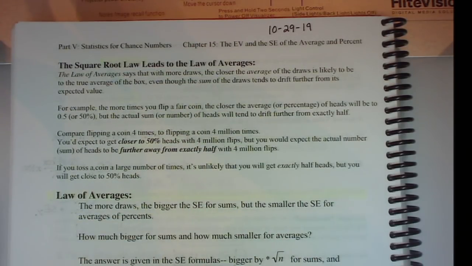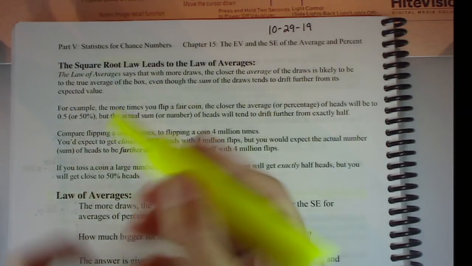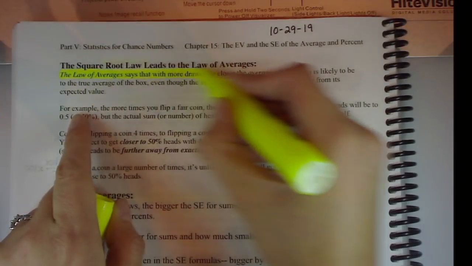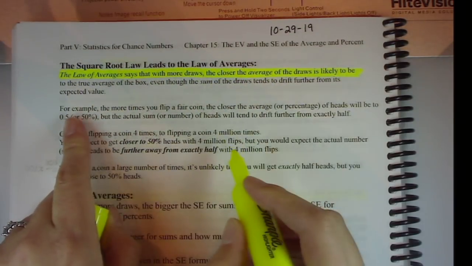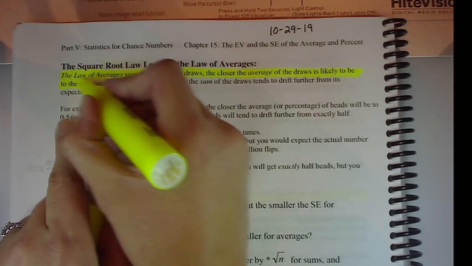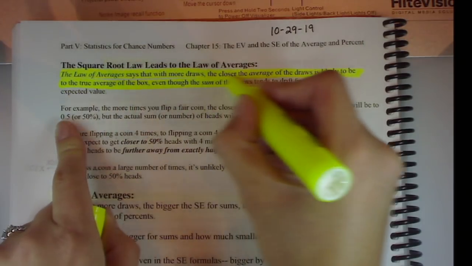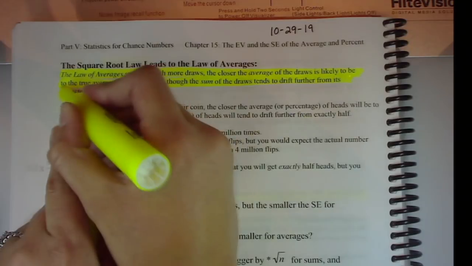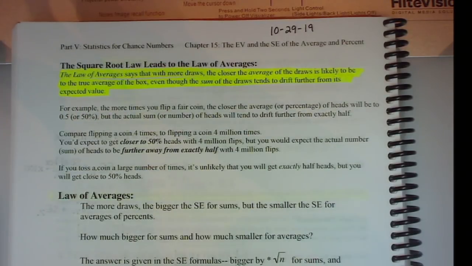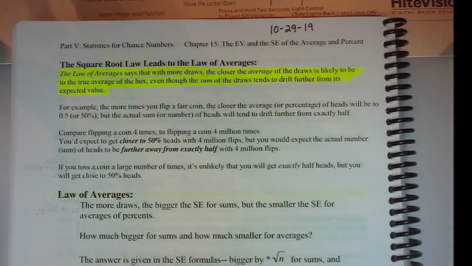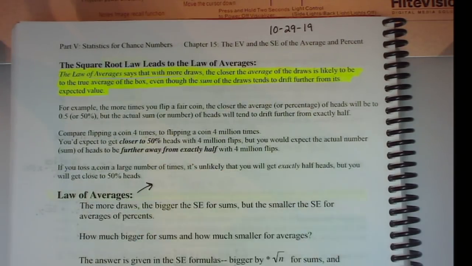So the law of averages is really similar if you've heard of the law of large numbers. It's kind of the same thing as that. The law of averages basically says that as n increases, the closer the average is going to be to the true average, and then the farther the sum is going to be to the true sum. So the law of averages is kind of complicated, to be honest. This sounds a little crazy, but let's write it in just plain English.